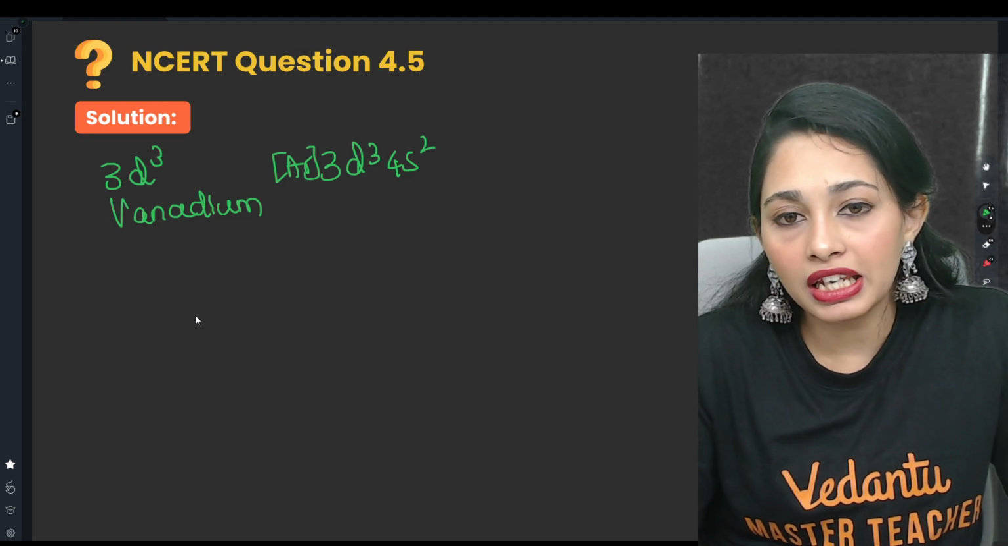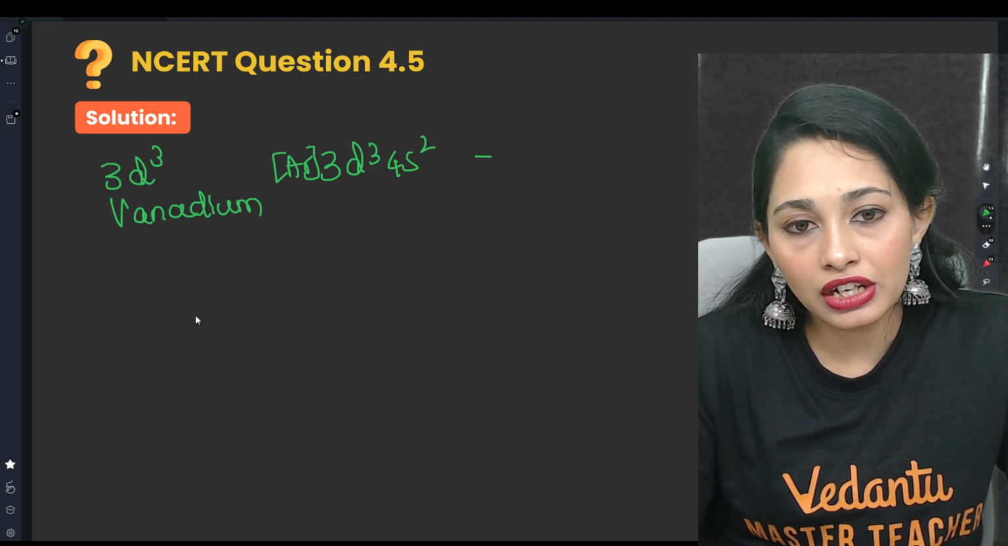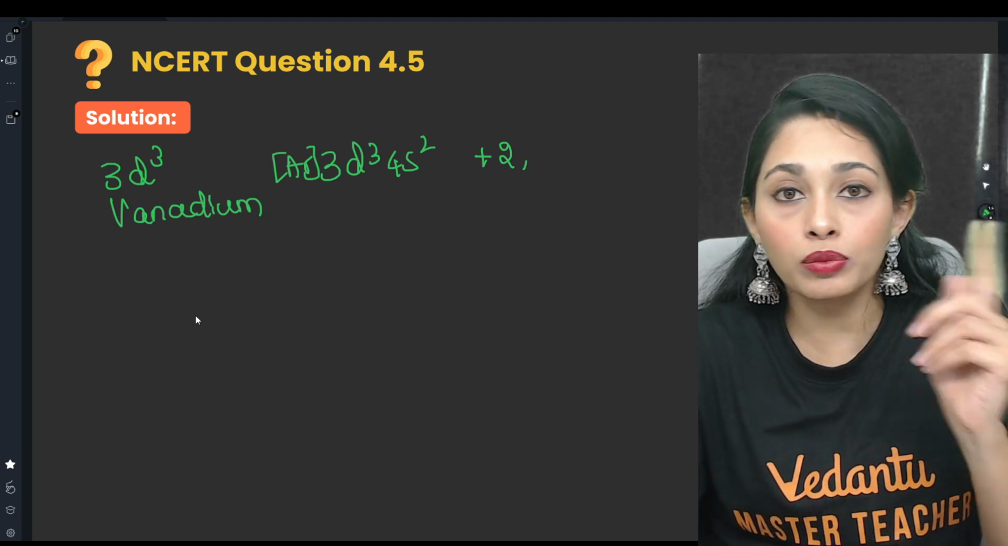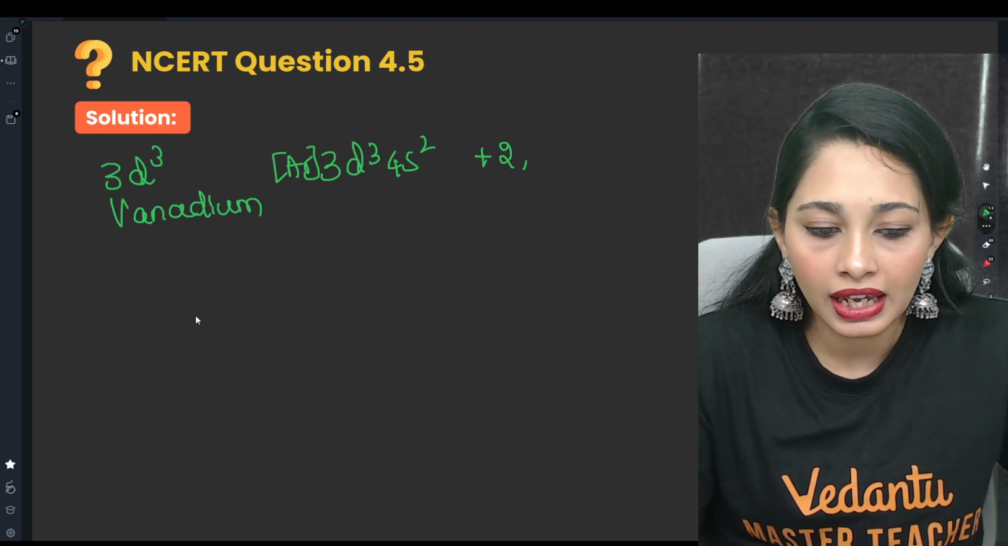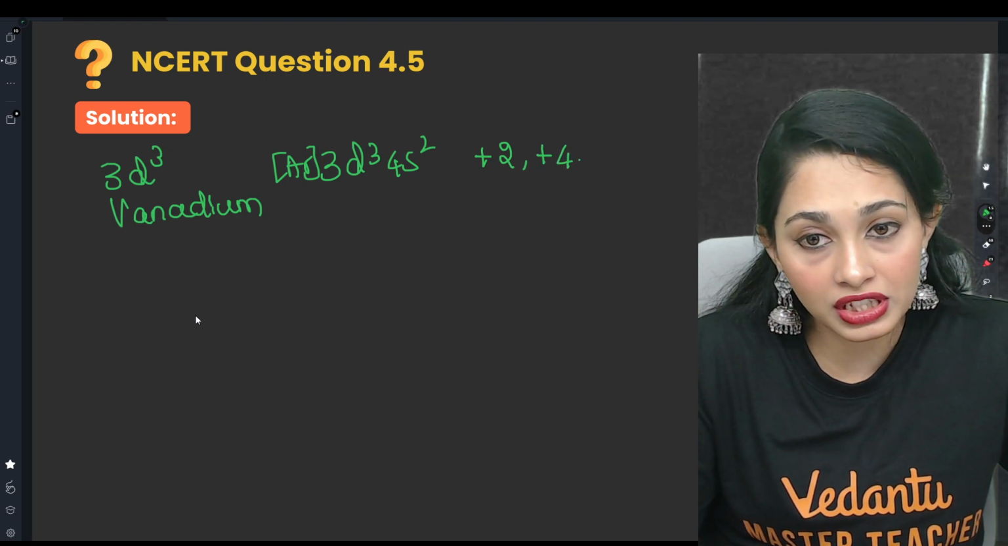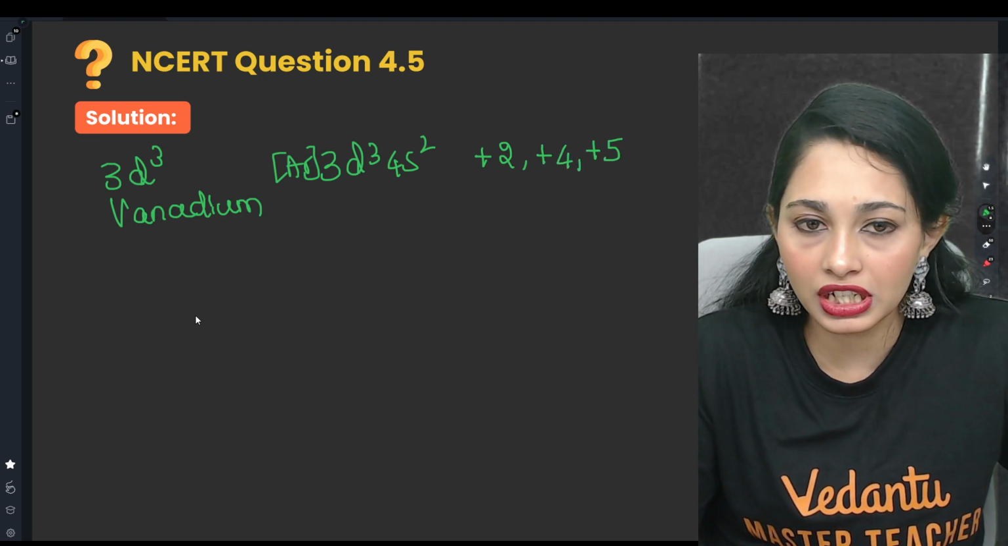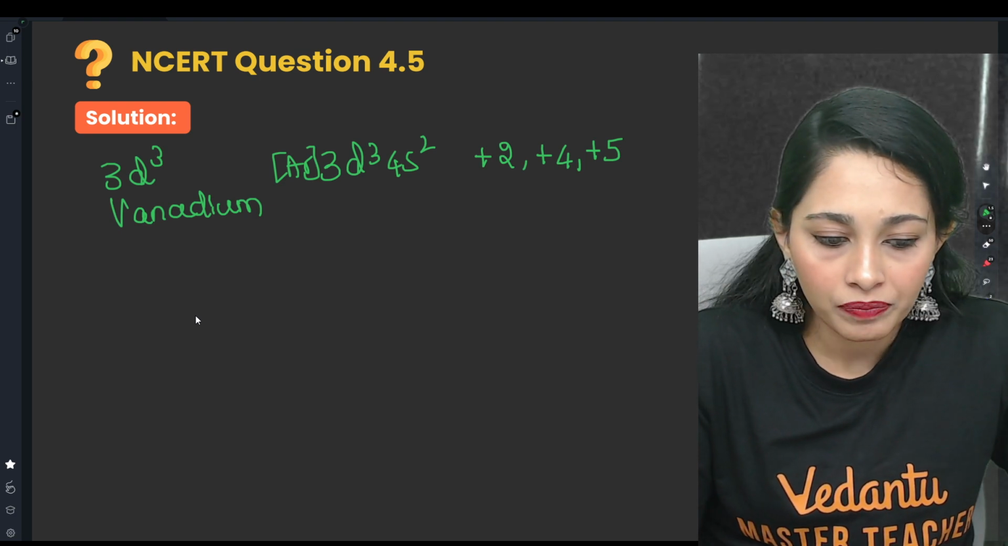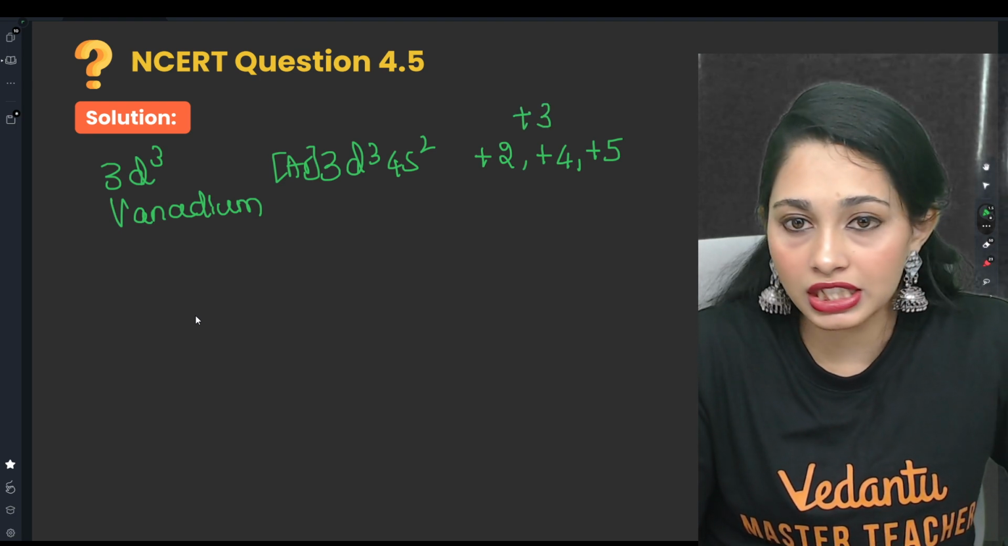So what is the stable electronic configuration here? It can show +2 oxidation state if you remove 2 electrons from s orbital, and it can show +4 oxidation state. It can show +5 oxidation state as well. So it can show +3 oxidation state as well.